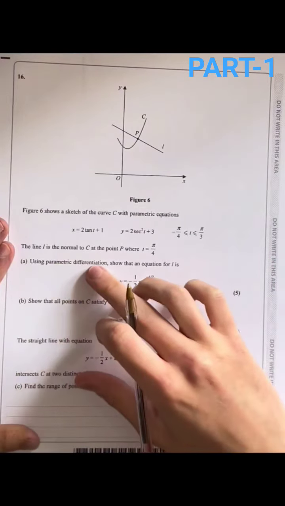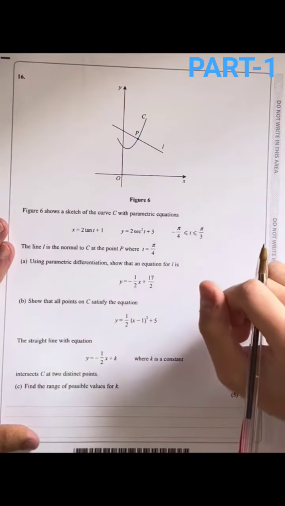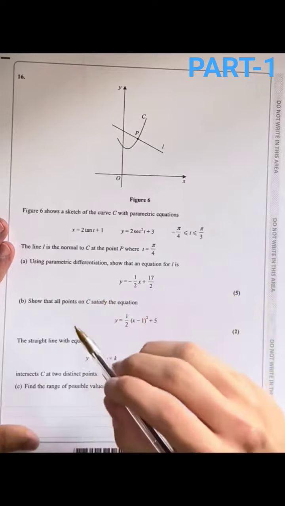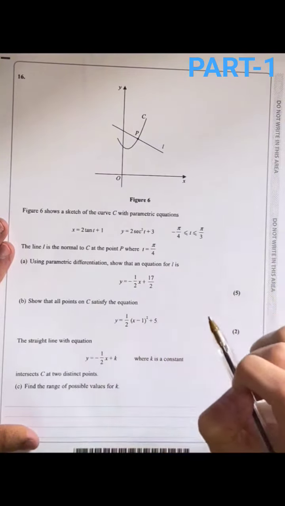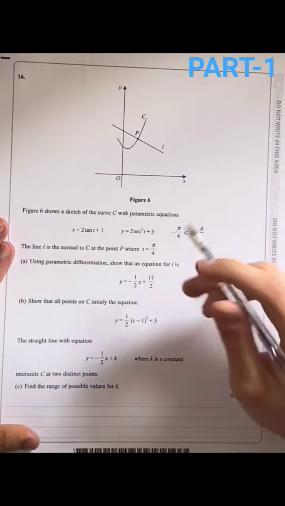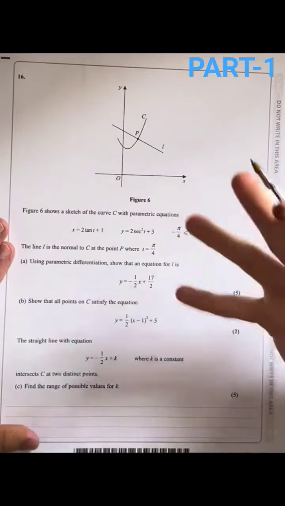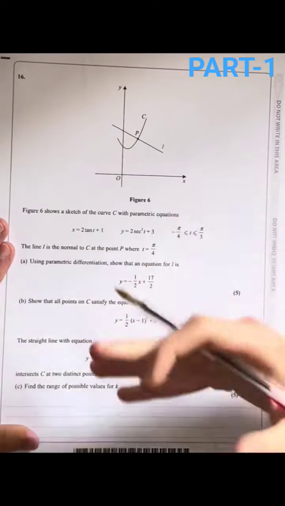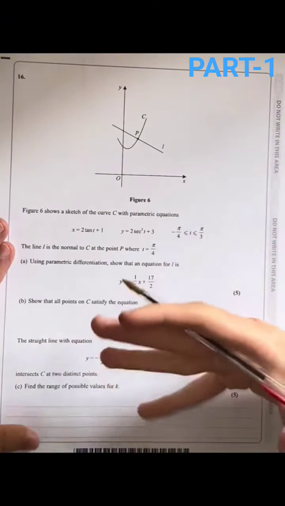We're told that L is normal to C at the point P where t is equal to pi over 4. And in the first part, we're asked to use parametric differentiation to show that an equation for L is given by this expression here. So whenever we're trying to find the equation of a normal to a curve, it's exactly the same as with what you would learn in year one.